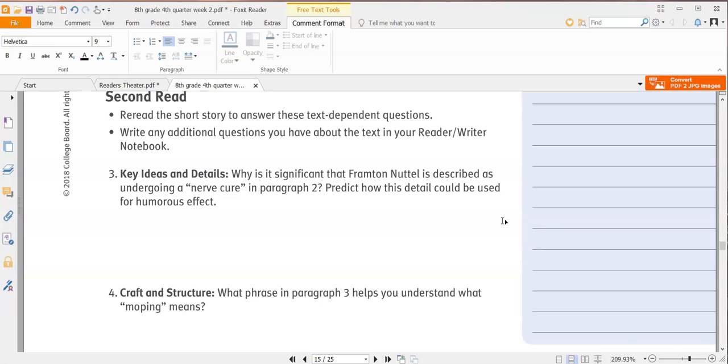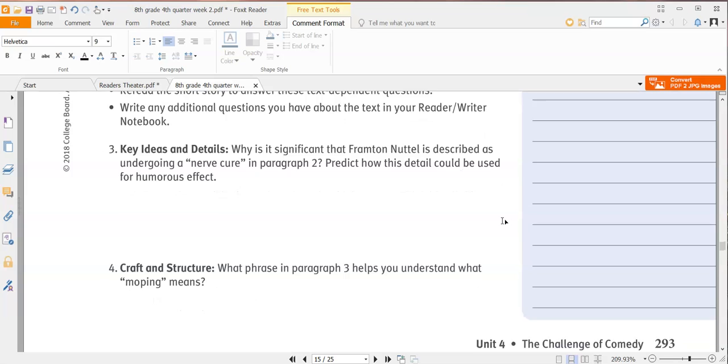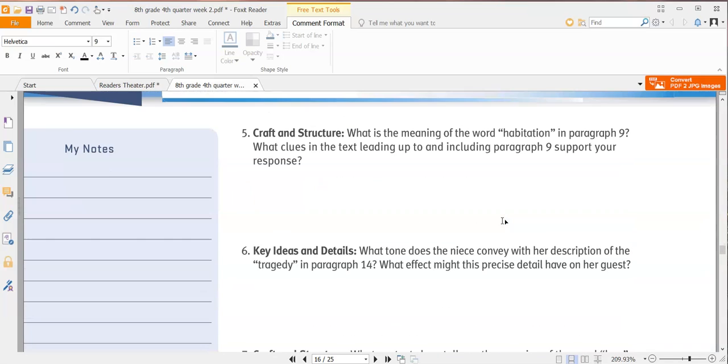For number 4, it says, what phrase in paragraph 3 helps you understand what moping means? So you're going to be looking for the phrase that helps indicate the definition of that word in paragraph 3. For number 5, it says, what is the meaning of the word habitation in paragraph 9? What clues in the text leading up to and including paragraph 9 support your response? So you might want to look up the word habitation first and then find the different clues that contribute to your understanding of that definition.